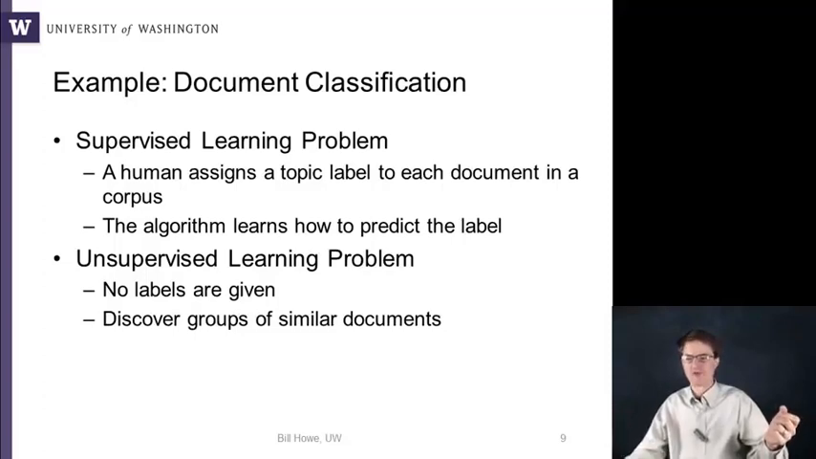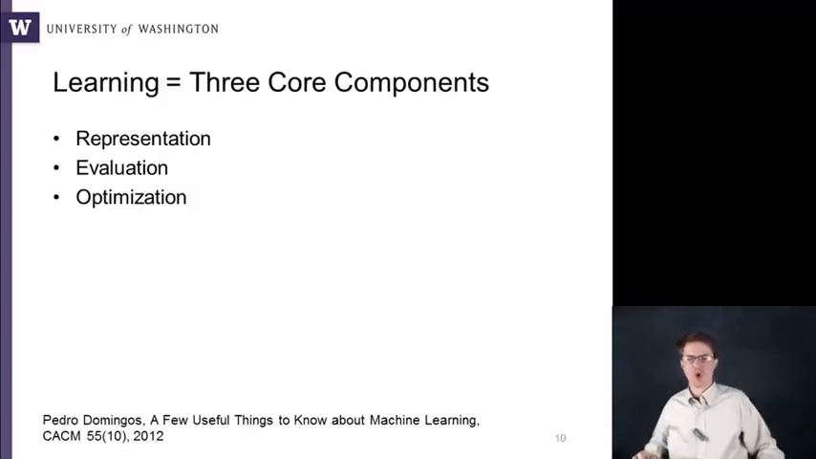All right, so in all these cases, there's going to be 3 core components to think about, and this, again, comes from Pedro's article. So they are representation, evaluation, and optimization. All right, and so every problem you come into is going to have something to say about all 3 of these. Okay.